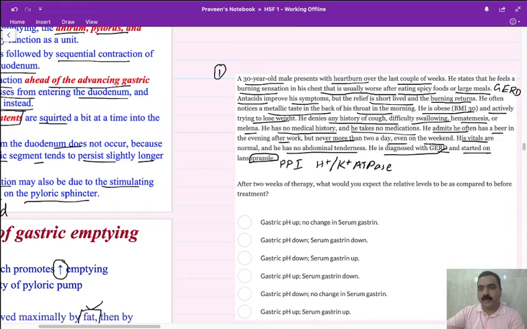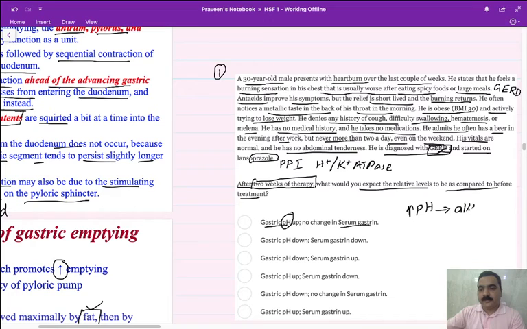They have already given you the diagnosis, that is the GERD. Now the question is asking the physiology part of that. After 2 weeks of therapy, what would you expect the relative levels to be as compared to before treatment? So they are trying to look for the gastric pH and the serum gastrin. What will happen to it? Okay, so after 2 weeks of treatment, they are asking. Now gastric pH, what happens to the pH? pH is up. pH up means what? Increase in pH. Increase in pH means what?